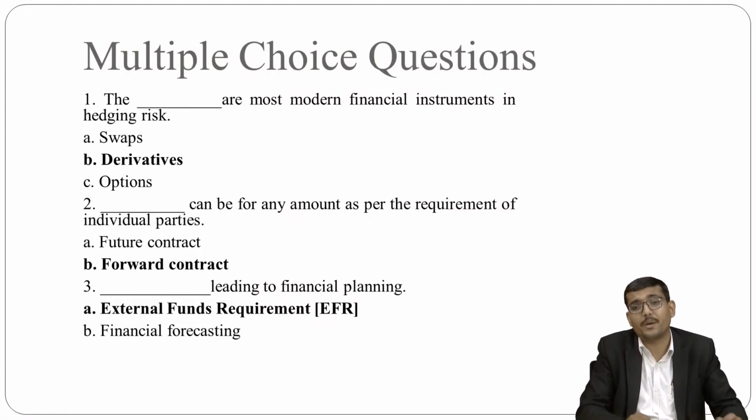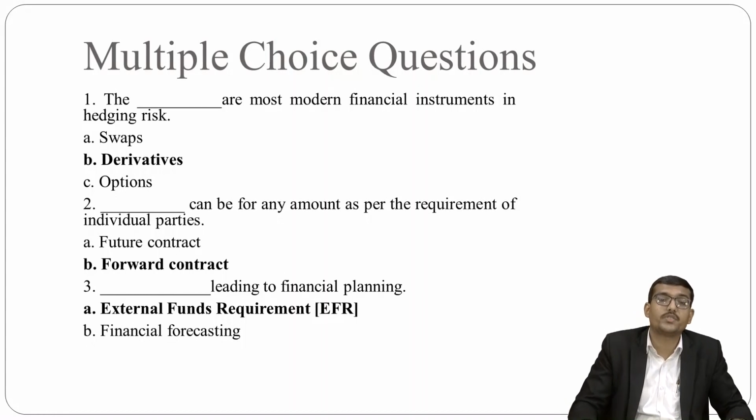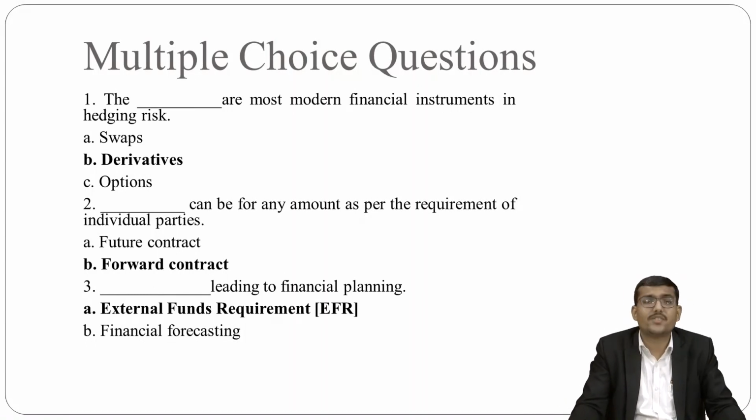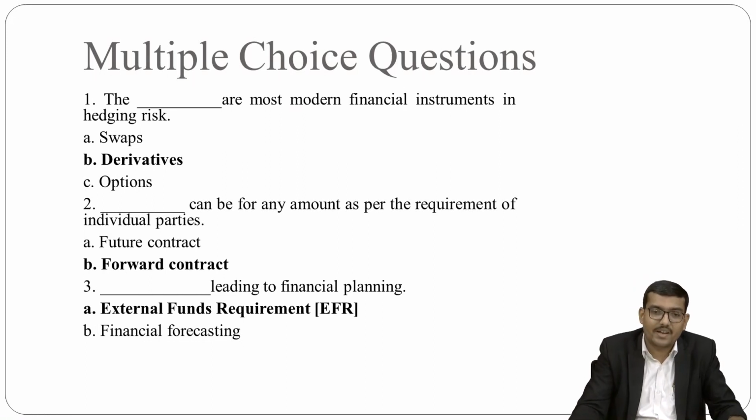Next, you have to solve these 3 multiple choice questions. First: dash are the most modern financial instruments in hedging risk. Whenever we talk about hedging risk, it will be treated as derivatives. Second: which contracts can be for any amount as per the requirement of the individual party? That is nothing but the forward contract. Third: which is the leading of the financial planning? That is EFR, external fund requirements.